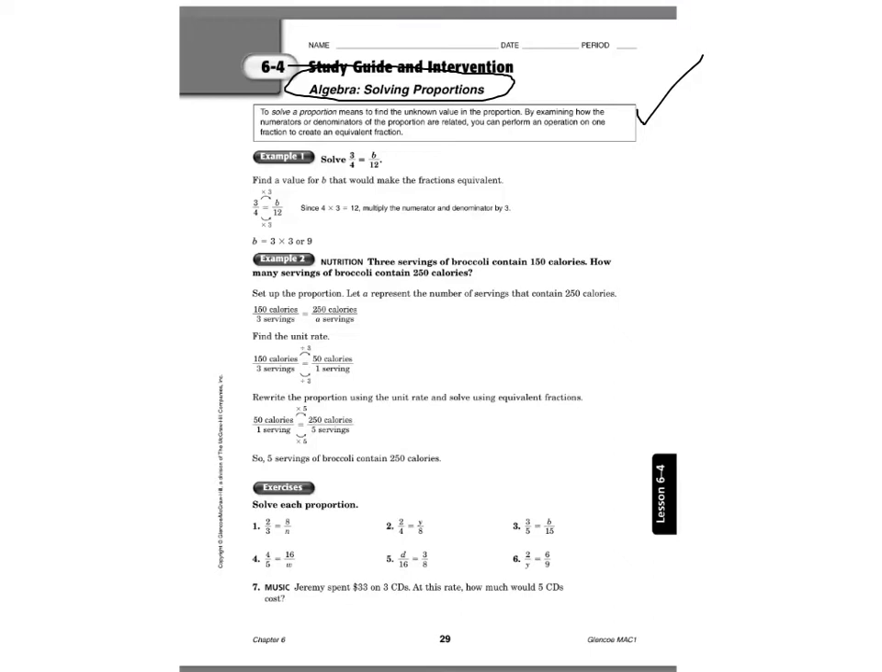Look at number 1. And this looks just like a fraction. I don't know how to move the page. It does not move.